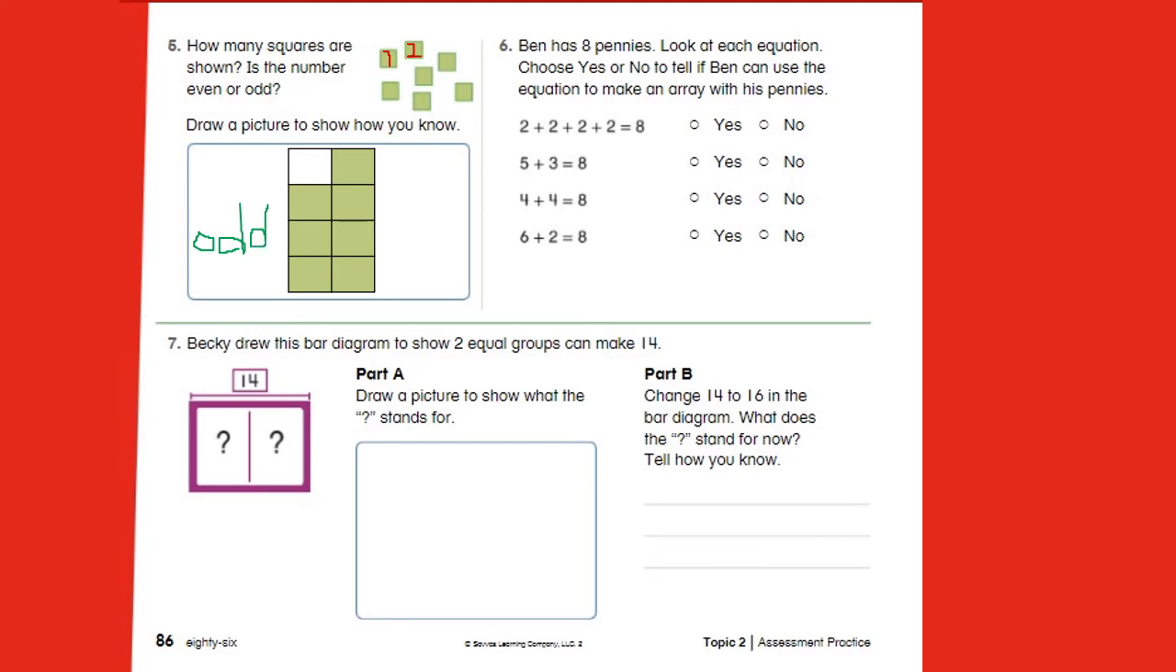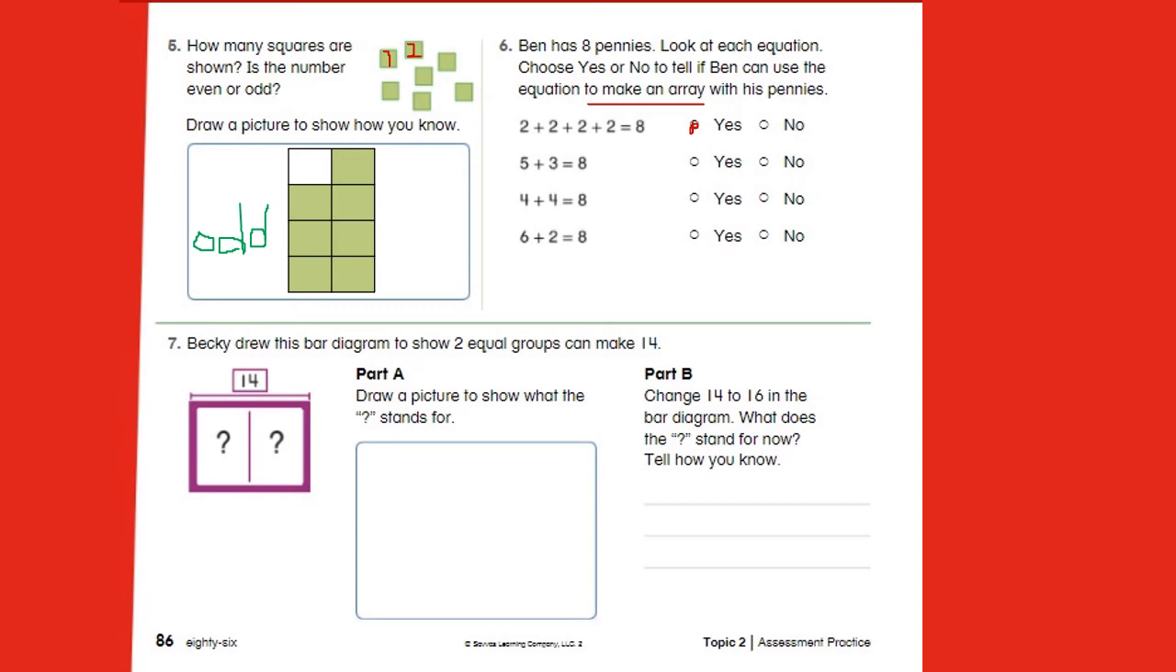Now let's look at number six. Ben has eight pennies. Look at each equation. Choose yes or no to tell if Ben can use the equation to make an array with his pennies. Now the important thing to note here is choose yes or no, okay, to tell if Ben can use the equation to make an array. That's what's important. So for the first one, 2 plus 2 plus 2 plus 2 equals 8. Yes, we can make an array with that.